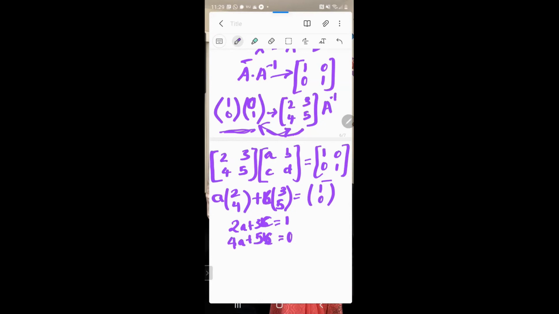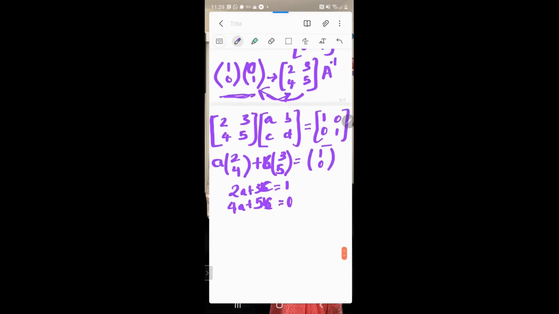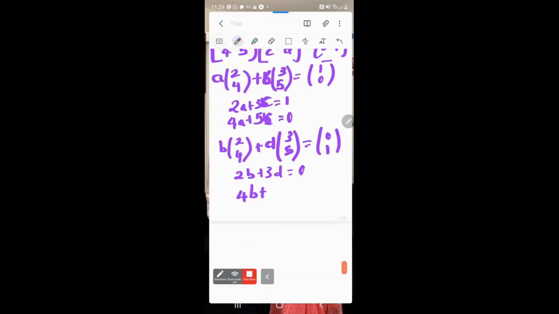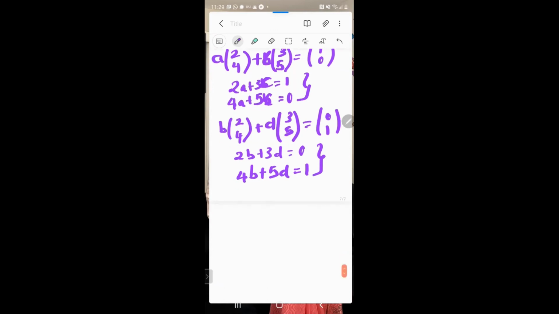Right. So this is two equations. And then I take the same thing. I do B with 2, 4 and D with 3, 5. And I get 0, 1. Right. So that's 2B plus 3D equal to 0. And 4B plus 5D equal to 1. Now, do you know how to solve these two equations? You can use elimination or substitution, right? Whatever. So let's solve them with elimination.